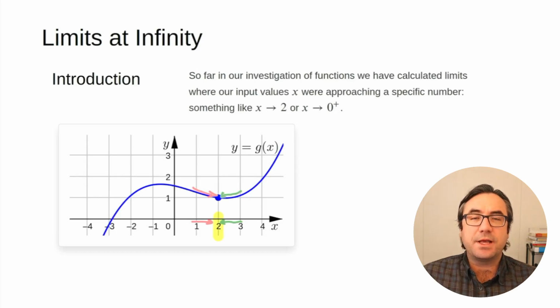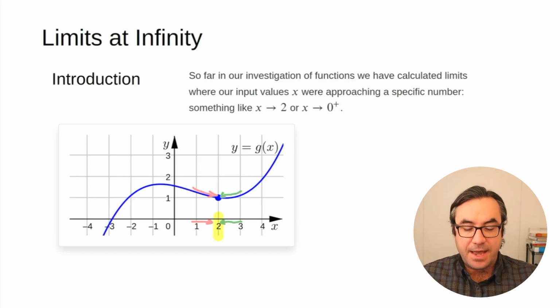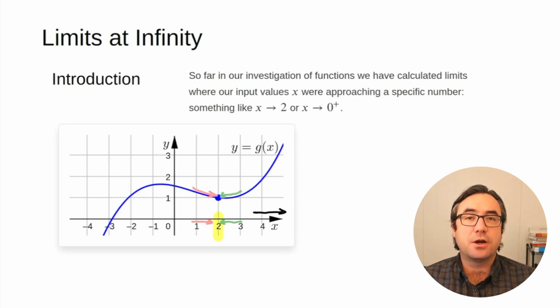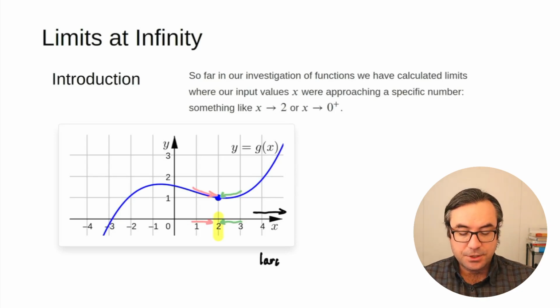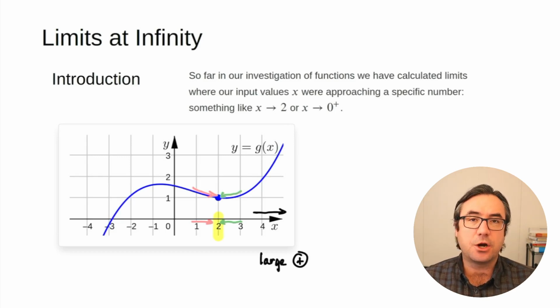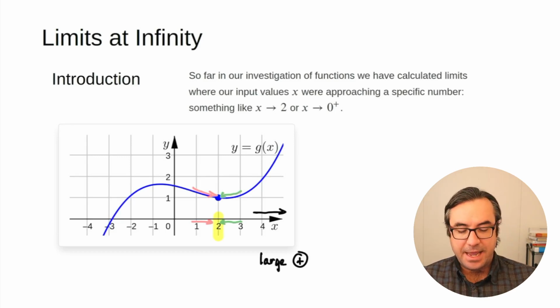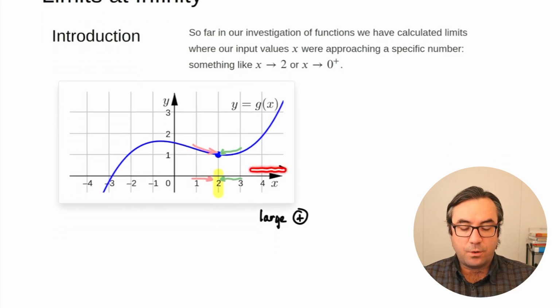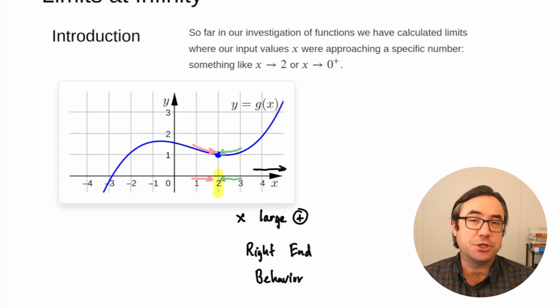Well, there's kind of two more places we can let x go. And that is, we can see what happens as we use larger and larger values for x. So we can see what happens if we use large positive numbers for x. And in this case, we're going to watch where our function goes as x gets larger and larger. So sometimes we call this the right end behavior of our function. And that's when we're letting x get large positive.